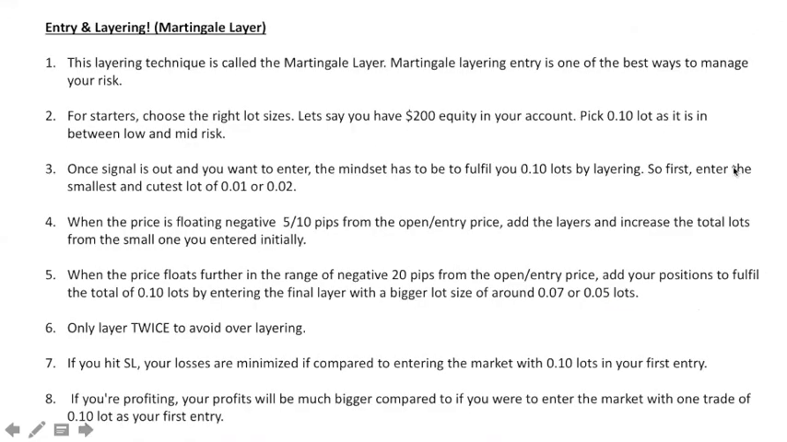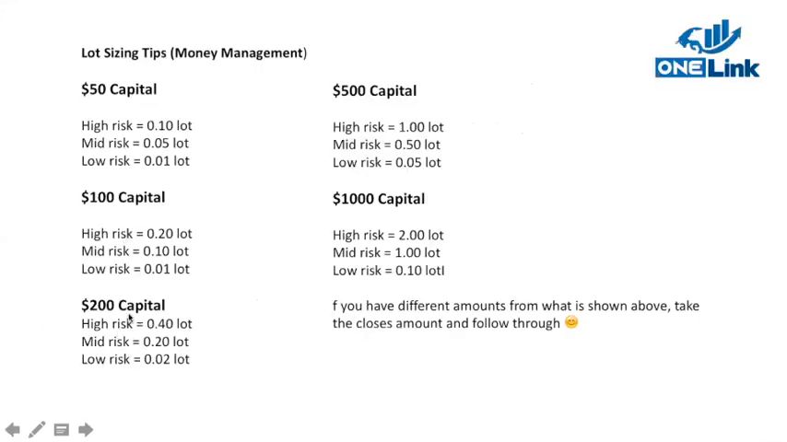This layering technique is called the martingale layer. The martingale layer is one of the best ways to manage your risk. For starters, choose the right lot size. Let's say you have $200 equity in your account. Pick a 10 cent lot, between low and mid risk. For $200, the chart says high risk is 40 cents, mid risk is 20 cents, low risk is 2 cents. So you take in between, which will be 10 cents.